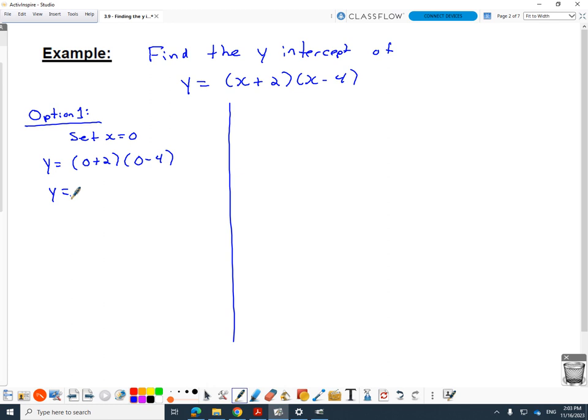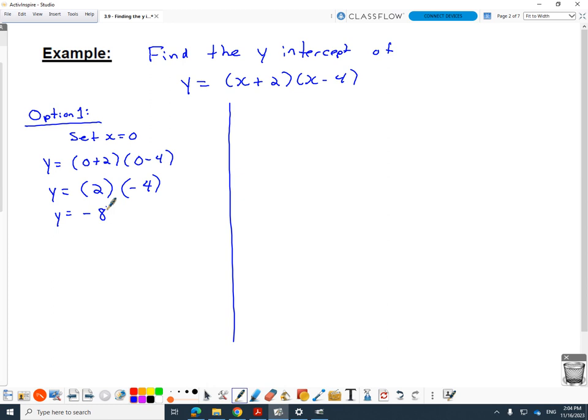What did I do here? I just made the x 0. I don't even know if you need your calculator. You can use your calculator if you want, but what's 0 plus 2? 2. What's 0 minus 4? Negative 4. And then when you multiply 2 times negative 4, are you going to get positive or negative? Negative, because one's positive, one's negative, so it's negative 8. That's half of what you have to do today. Okay?